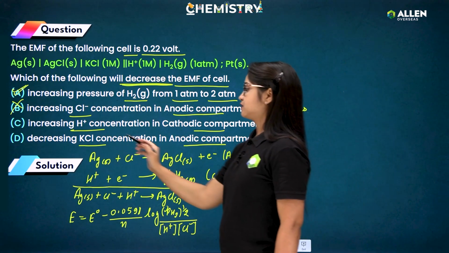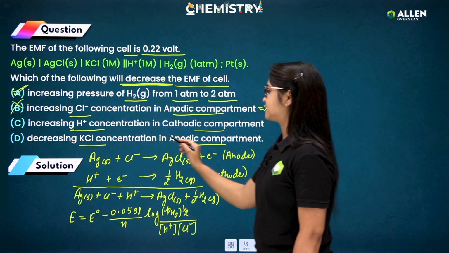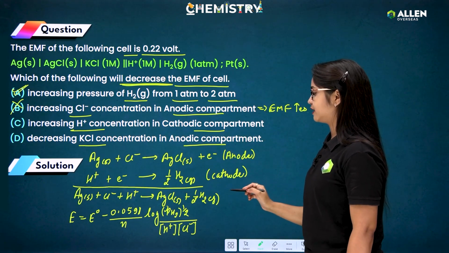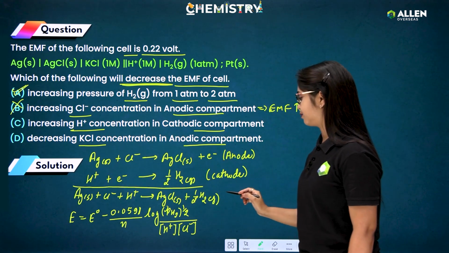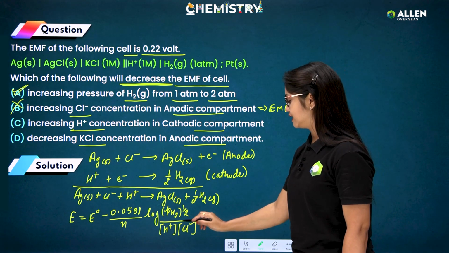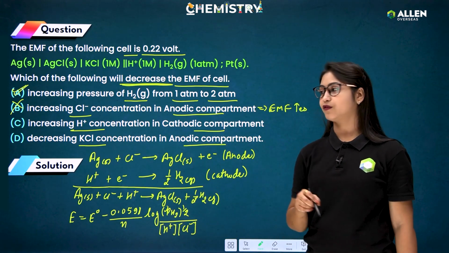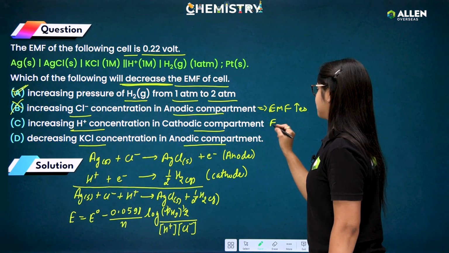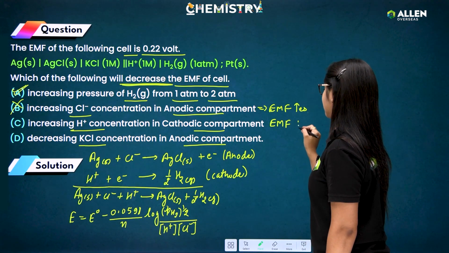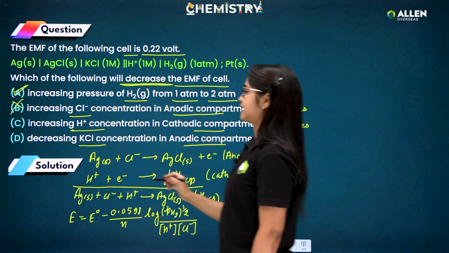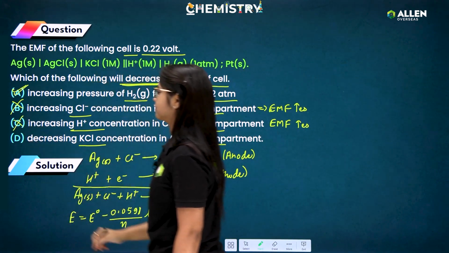So option C, increasing H plus ion concentration in the cathodic compartment. Yes, H plus is present in the cathodic compartment, and if you increase the concentration, again the negative value will decrease. So the EMF of the cell will increase. So by this factor also EMF increases. So that's why C is also incorrect for the question.